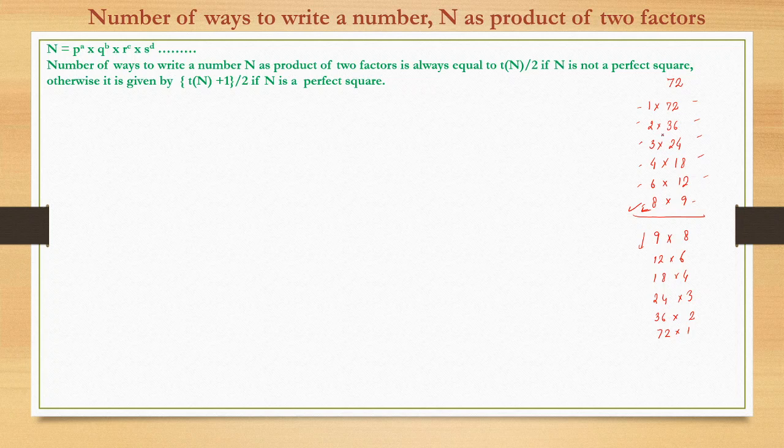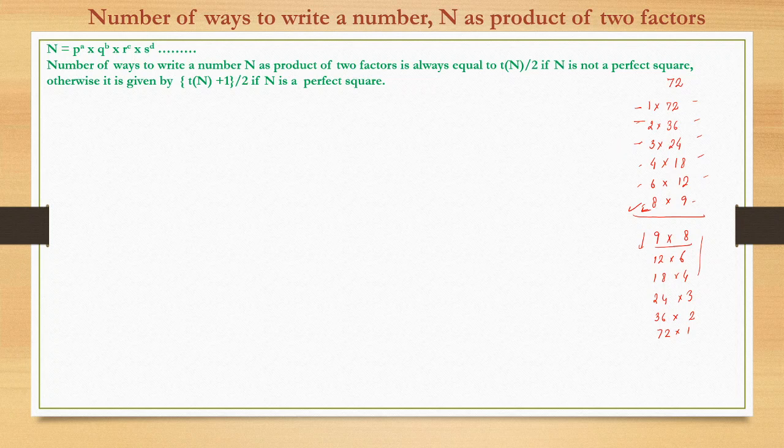Now our question is, in how many ways can we write a number n as a product of two factors? That we actually did here. We can write it as a product of two factors in six different ways: 1, 2, 3, 4, 5, 6. You can say we can also write 9 into 8, 12 into 6, but 9 into 8 and 8 into 9 is the same way. Here we are not differentiating between 8 into 9 or 9 into 8. So if the question is the number of ways, then the number of ways is 6.